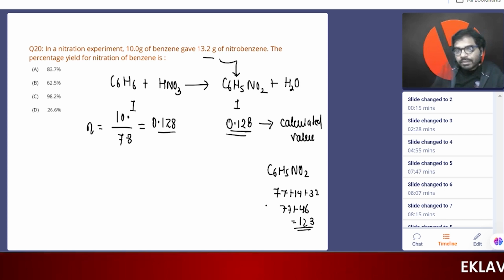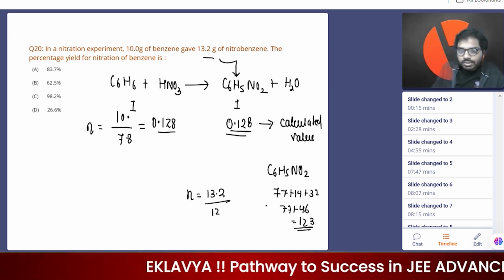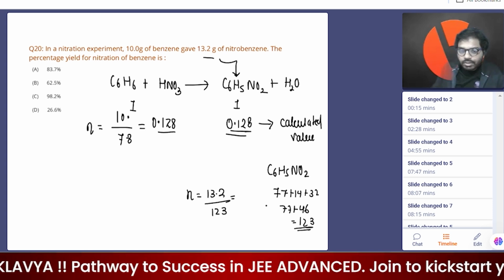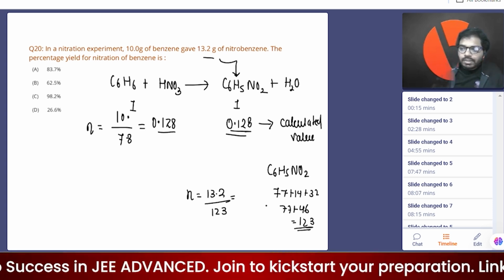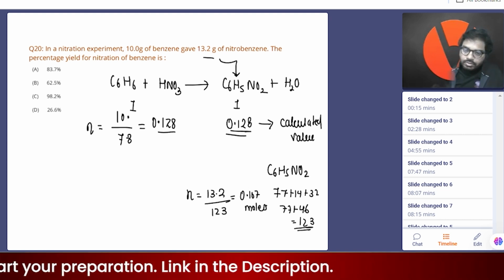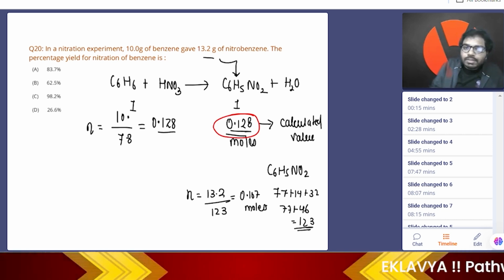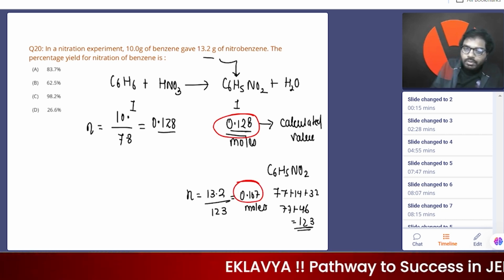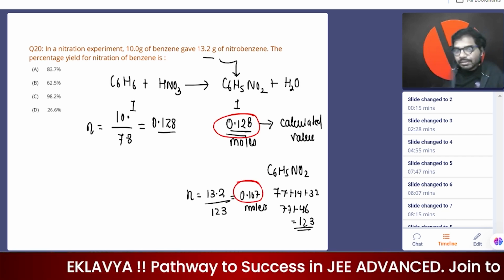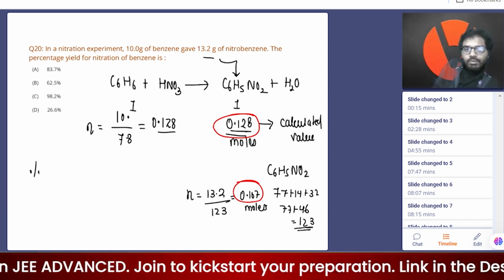There I have been given 13.2 gram obtained. So we will check the number of moles here: 13.2 divided by 123. On solving, we will get almost a value of 0.107 moles. Now we have received two values. One is 0.128 and one is 0.107 moles. As we know, now we will apply the formula of percent yield.